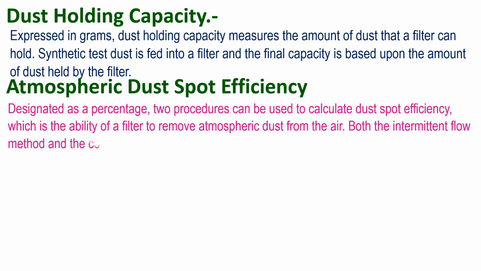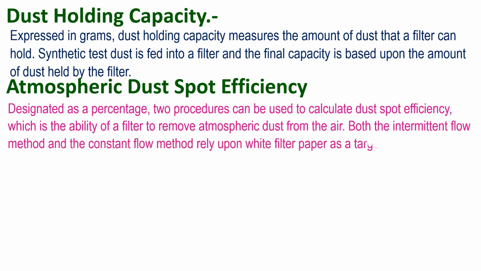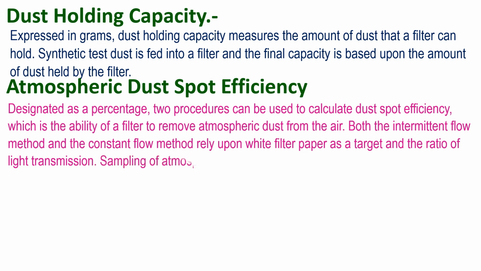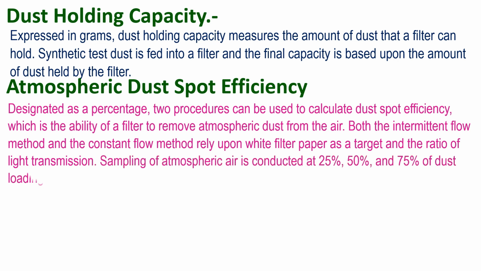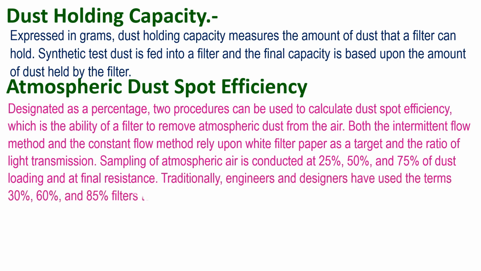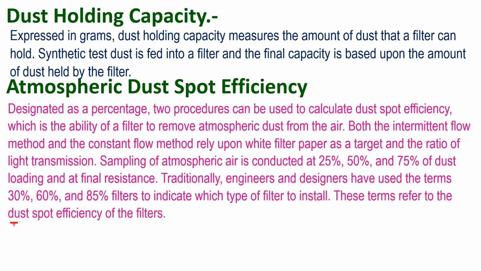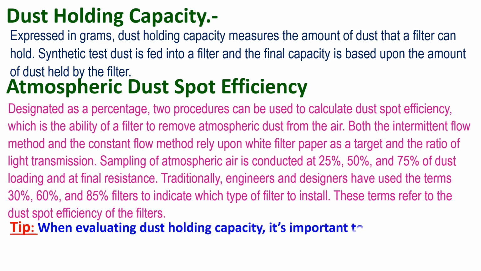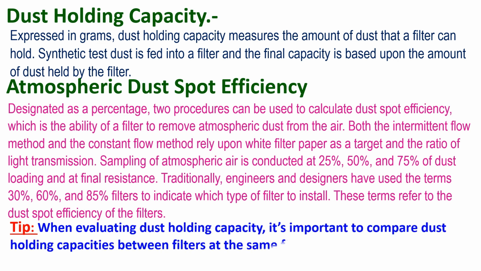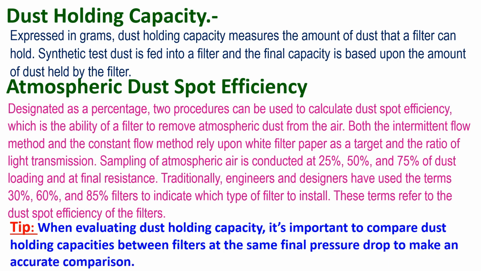Two procedures can be used to calculate dust spot efficiency, which is the ability of a filter to remove atmospheric dust from the air. Both the intermittent flow method and the constant flow method rely upon white filter paper as a target, and the ratio of light transmission. Sampling of atmospheric air is conducted at 25%, 50%, and 75% of dust loading, and at final resistance. Traditionally, engineers and designers have used the terms 30%, 60%, and 85% filters to indicate which type of filter to install. These terms refer to the dust spot efficiency of the filters.